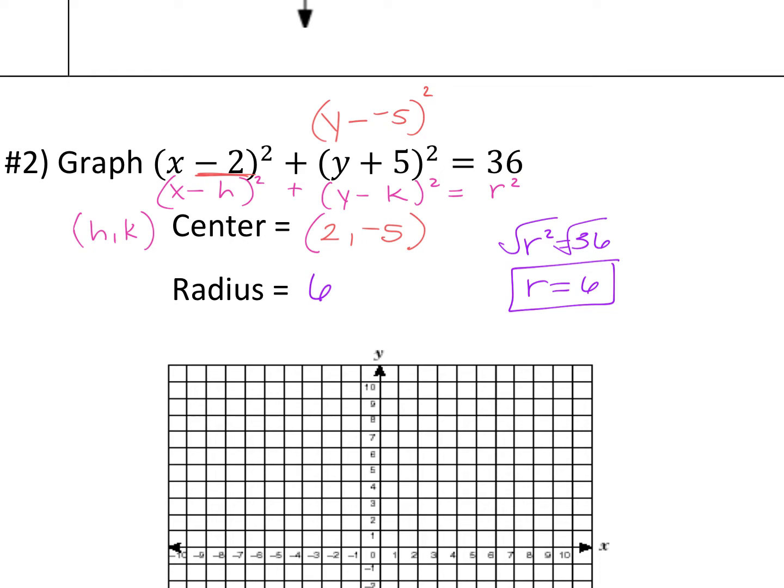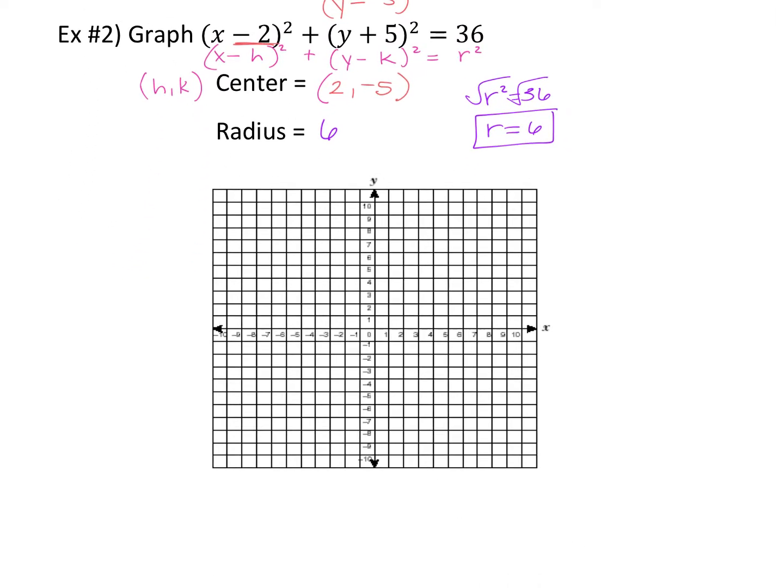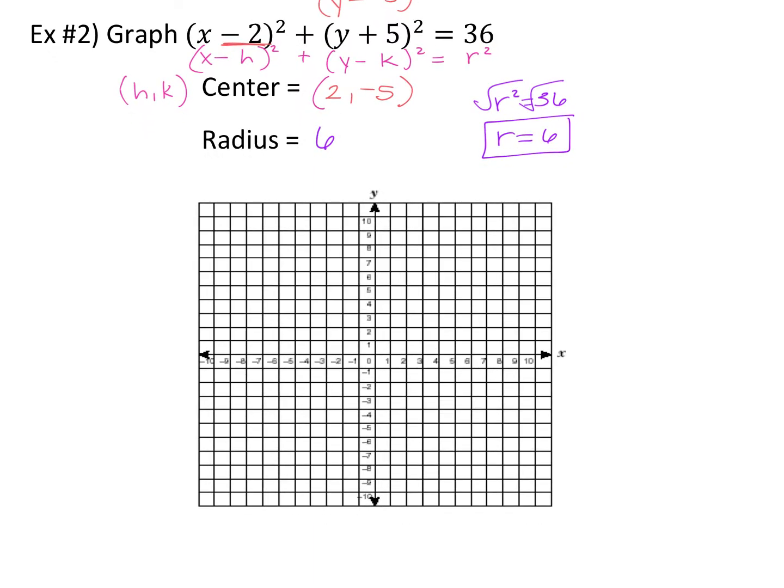Okay? And here's where your graph is not going to be beautiful because I shrunk the thing down and it condensed too much. So with a center of (2, -5), 1, 2, 3, 4, 5, that would be our center.